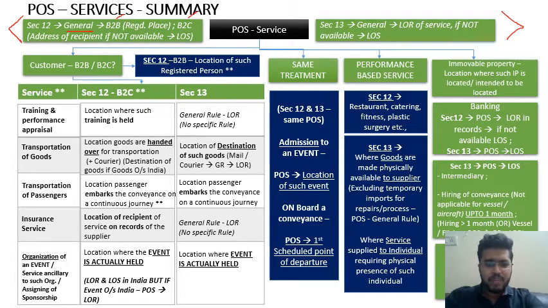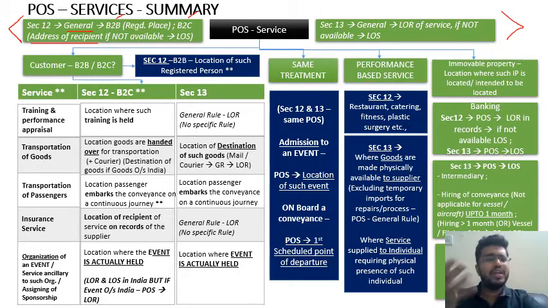Now, if someone is B2B, that is, registered for GST, the place of supply will be his registered place of business, right? So if he's registered in Andhra, Andhra is the place of supply, right? If he does not have a registered place of business, then the address of the recipient will be considered as the place of supply, right? However, if you don't have the address of the recipient, it's just a walk-in. Someone has come, not given any address, received the service and gone, right?